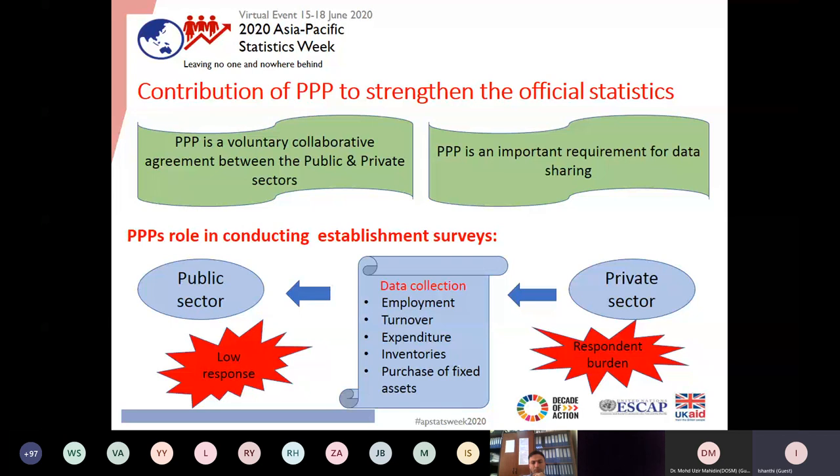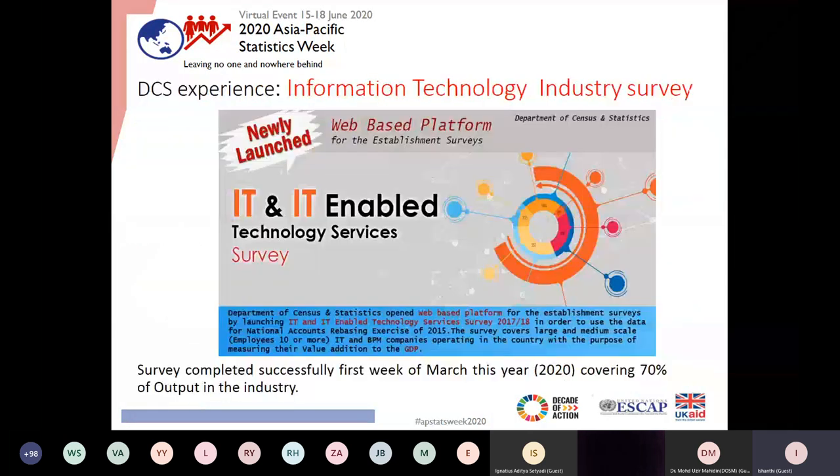And the private sector has the issue of respondent burden. So by building up the partnership between the NSO and the private sector community, there is a possibility to reduce the respondent burden to some extent and also increase the low response to a higher response rate. Let's see the DCS experiences regarding this.